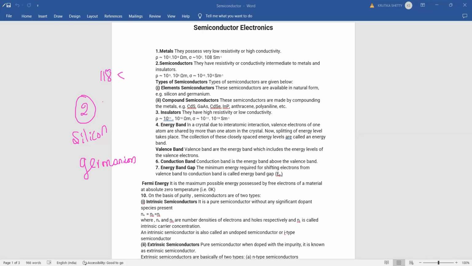These are the elemental semiconductors. Hope you are understanding. Elemental semiconductors are the naturally existing semiconductors. So in the periodic table, we have only two naturally existing semiconductors, that is germanium and silicon. Can anyone tell me what is the atomic number of germanium and silicon?